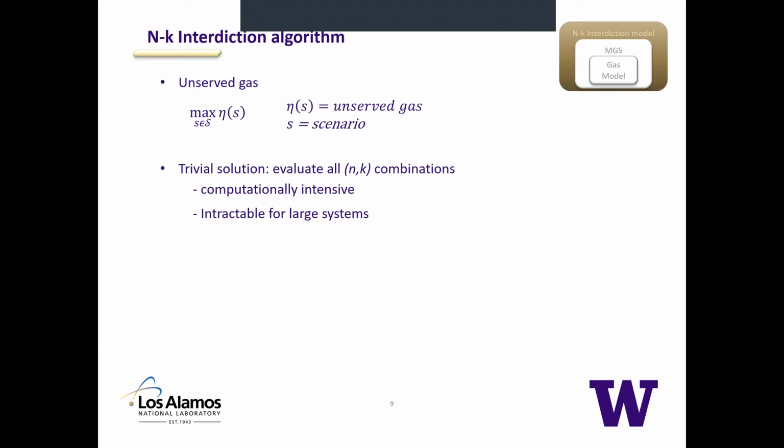Going into the unserved gas maximization problem, that is to find a scenario with K components that produce the max unserved gas. And a trivial solution is to evaluate all N choose K combinations. But as we know, that is computationally intensive and intractable for larger systems.